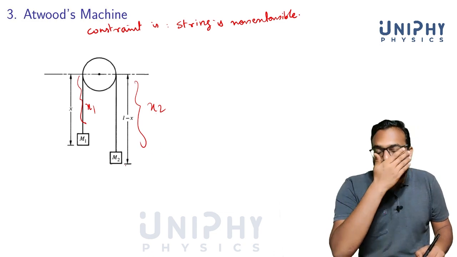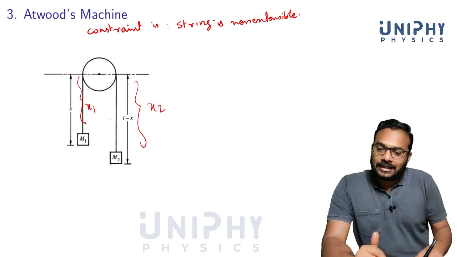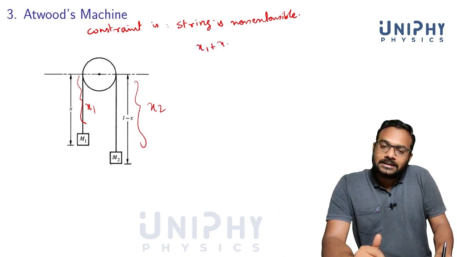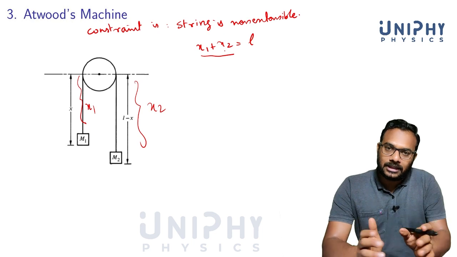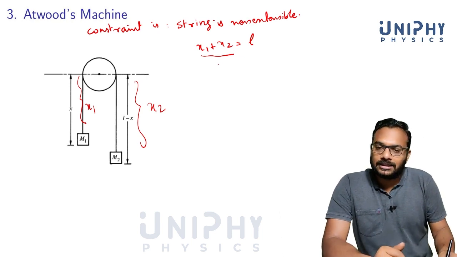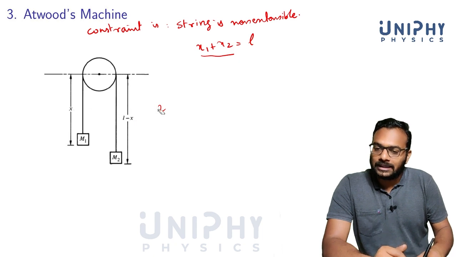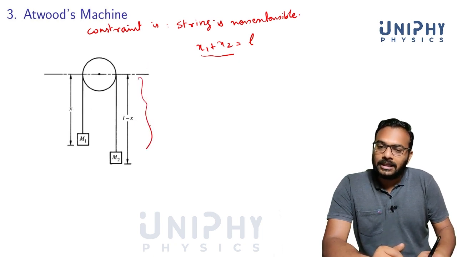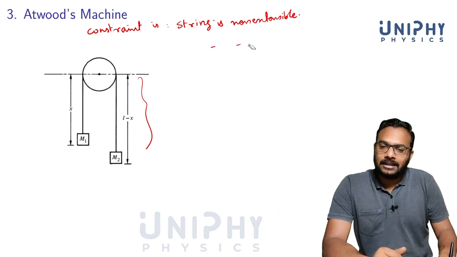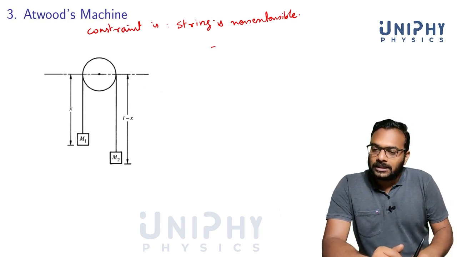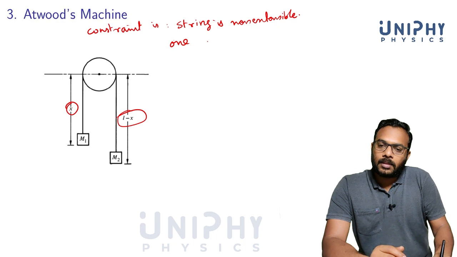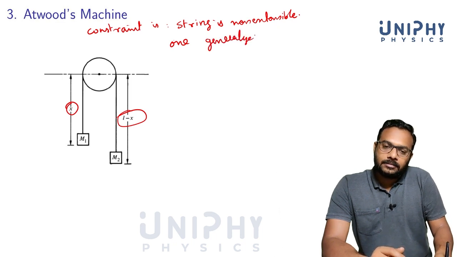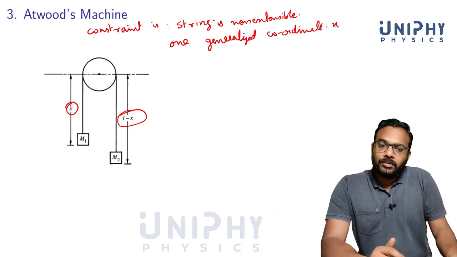The constraint says that both these are not independent, because x1 plus x2 has to be equal to the length of the string. This means that you cannot use two independent coordinates. We can just use x here, and the other one has to be L minus x. So that's what we have noted here. This distance is x and this has to be L minus x. So there is only one generalized coordinate, and that is x. So we have chosen the generalized coordinate.